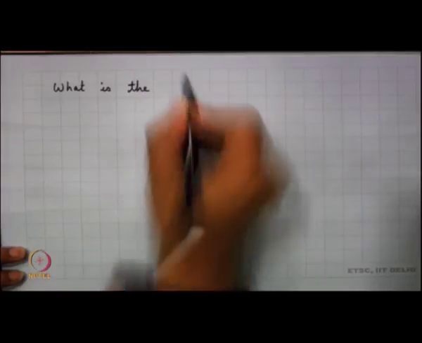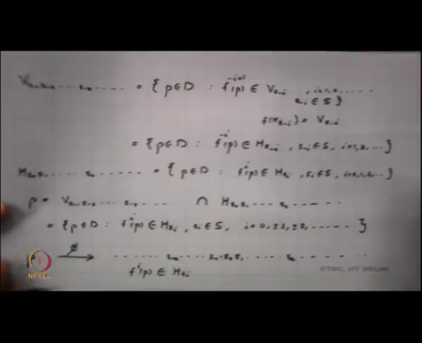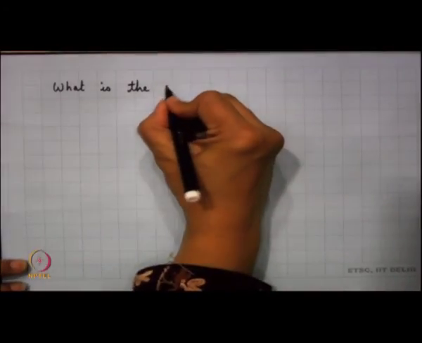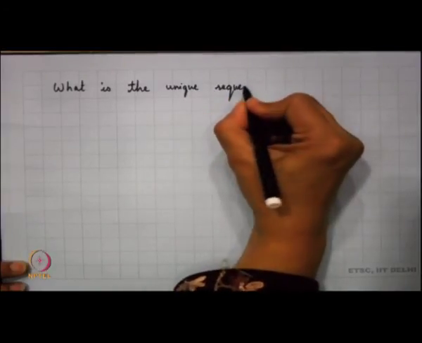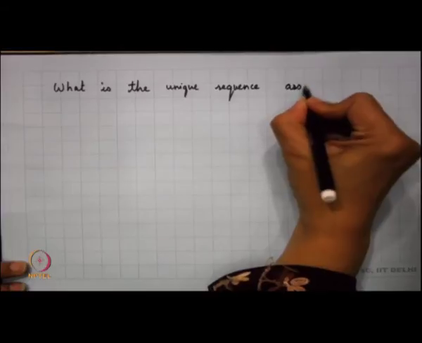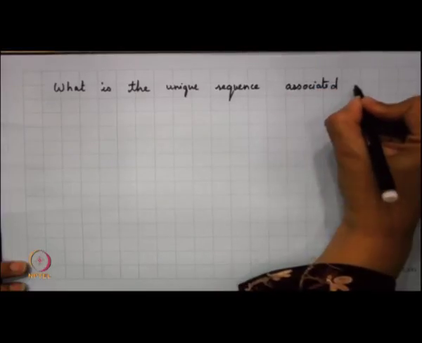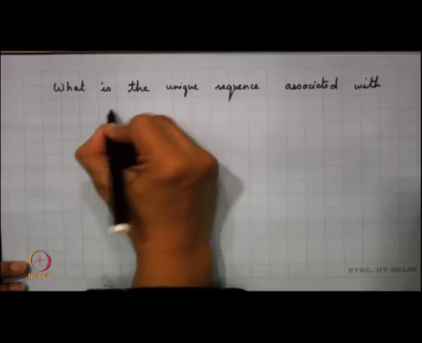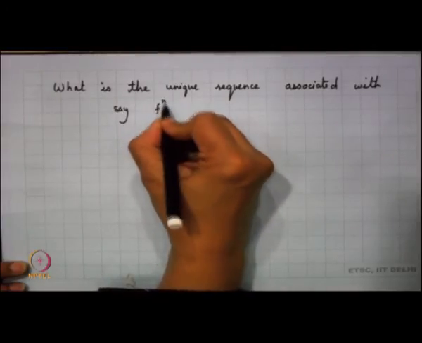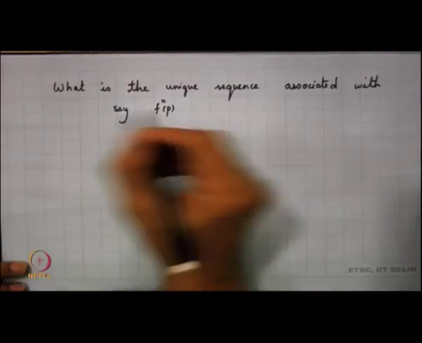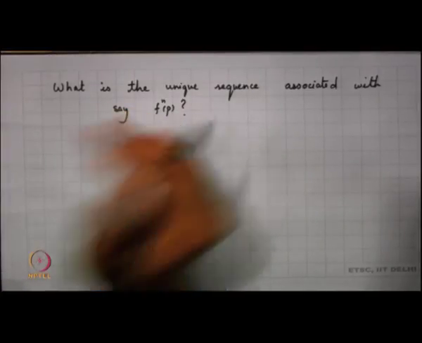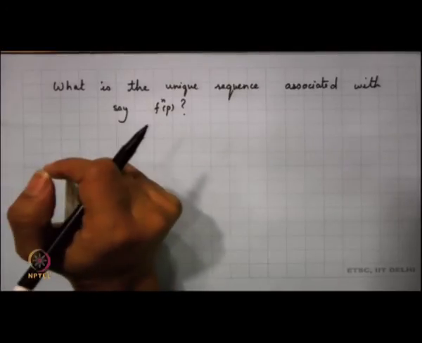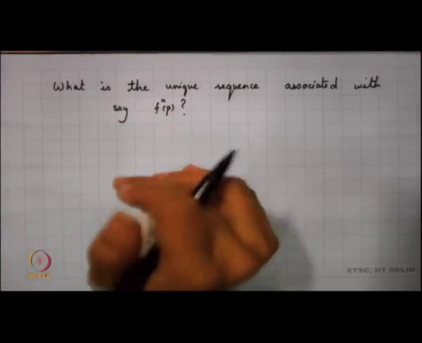Or in other words, we already know what p is attached to. So, p is associated with this particular sequence. We would be interested in what is the unique sequence associated with f^n of p. At the nth stage, what happens here? What is the sequence associated with f^n of p, because ultimately we are trying to analyze the orbit of p? So, what happens at f^n of p?